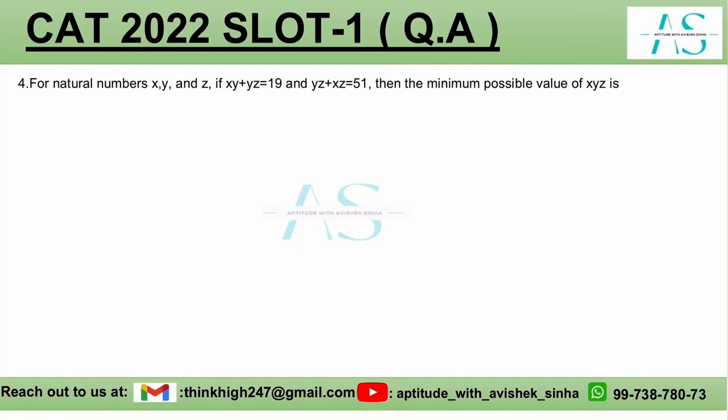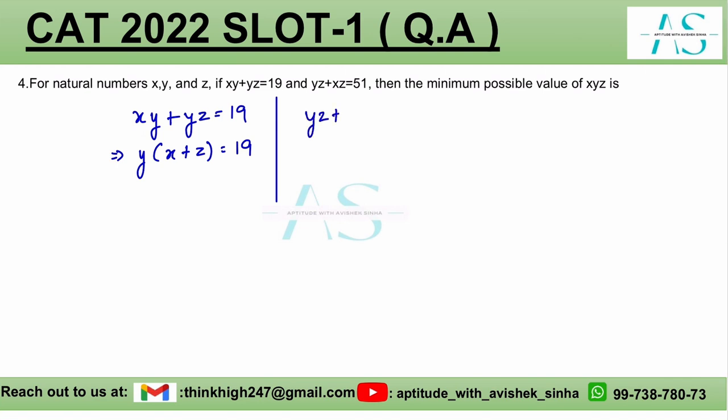For natural numbers x, y and z, if xy plus yz is equal to 19, we can simplify this and take y common. This is y(x plus z) is equal to 19. And then we have the second equation as yz plus xz is equal to 51, or taking z common, we have z(x plus y) is equal to 51.